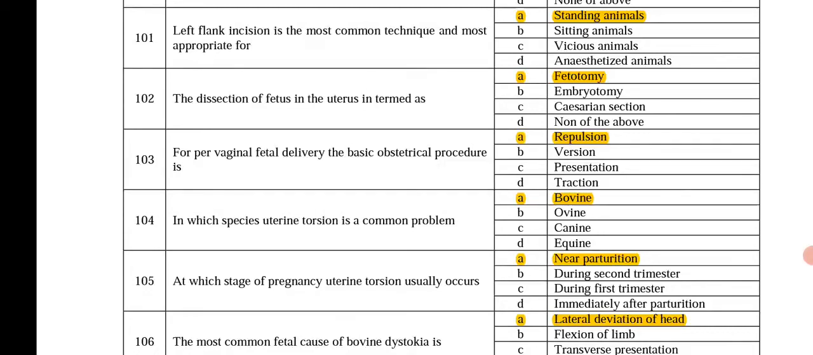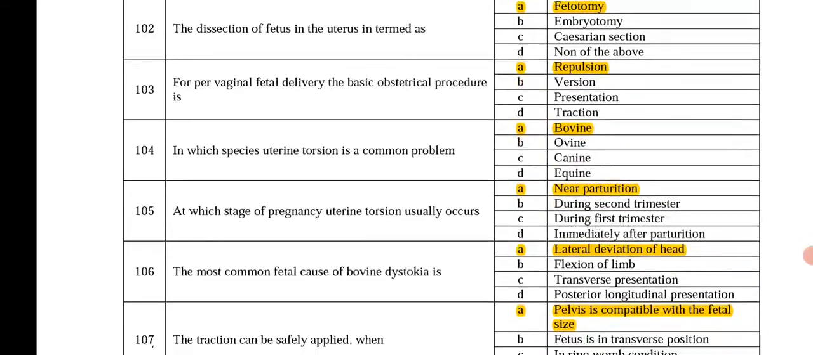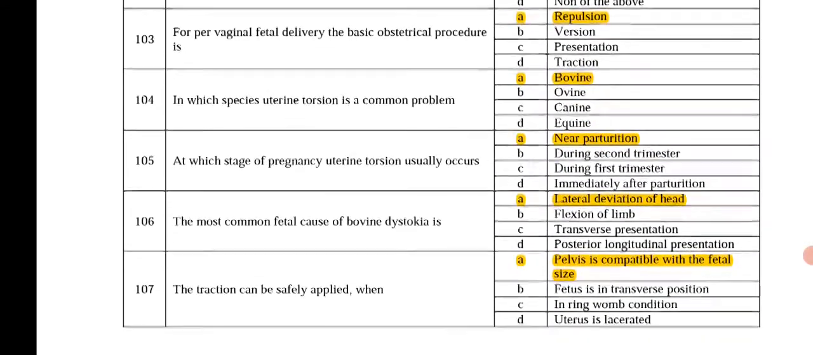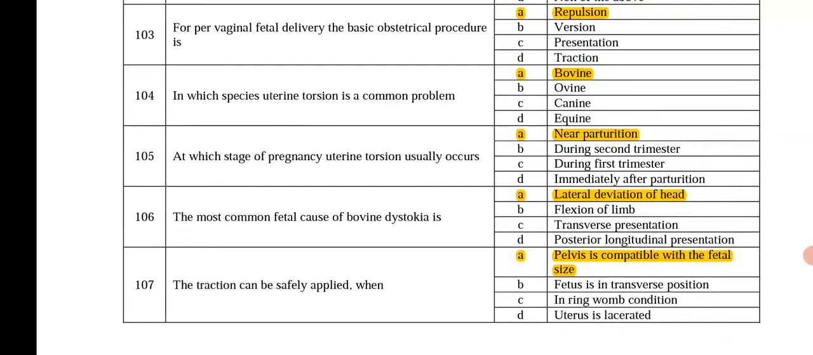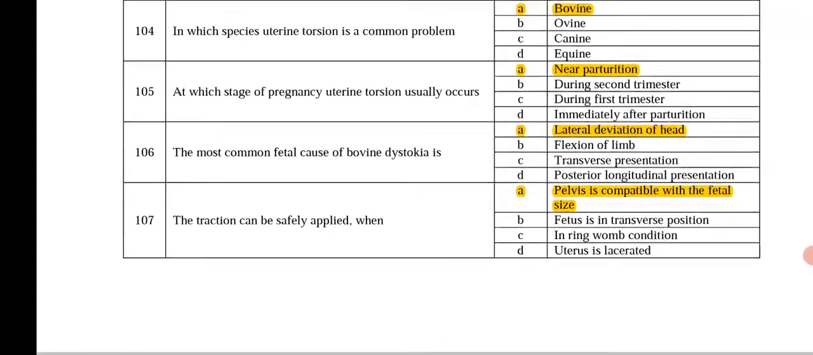In which species uterine torsion is common problem? Bovines. At which stage of pregnancy uterine torsion usually occurs? Near parturition. The most common fetal cause of bovine dystocia is lateral deviation of head.